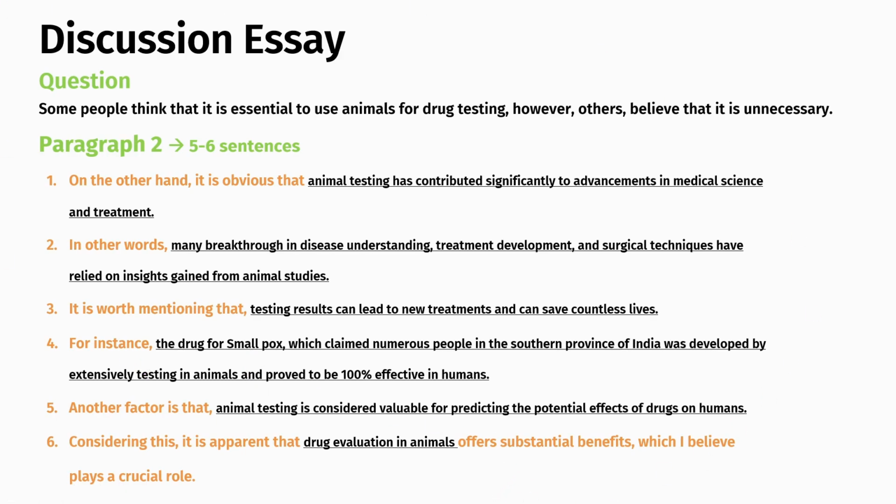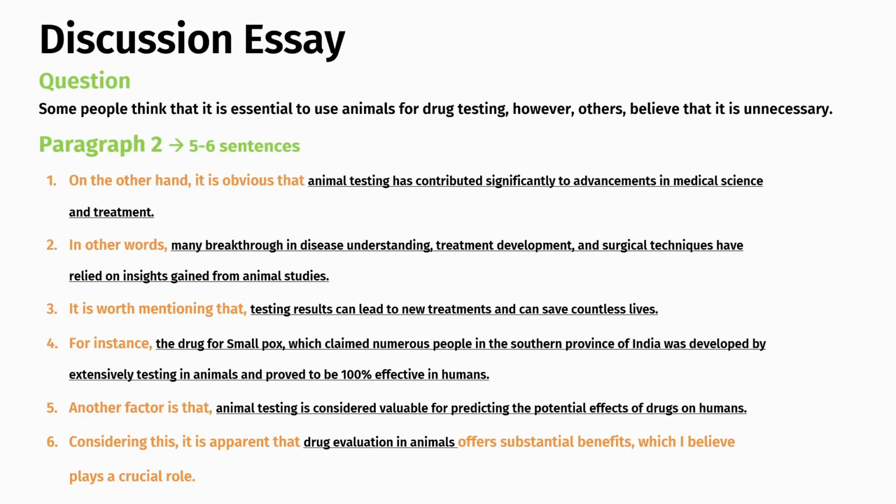Fourth one, which is obviously your example. I knew a disease which was earlier present and there was a vaccination. They developed a vaccination for this. What I wrote was, for instance, the drugs for smallpox, which claimed numerous people in the southern province of India, was developed by extensively testing in animals and proved to be 100% effective in humans. So I only knew that there was this disease and I knew that there is a vaccination for kids that happened.